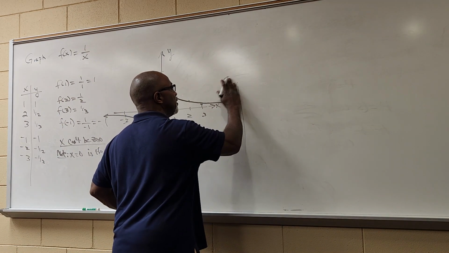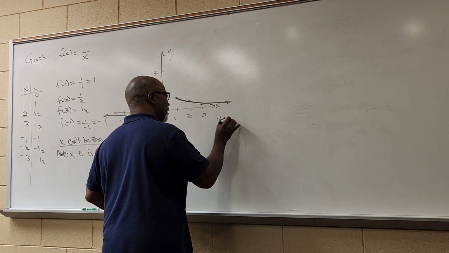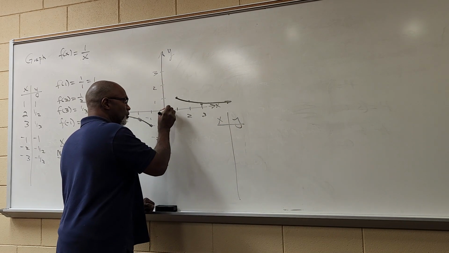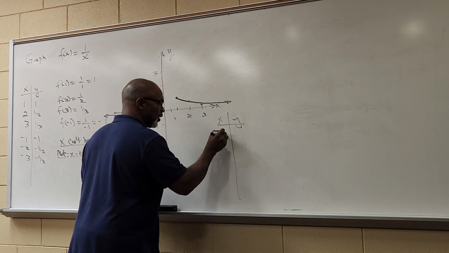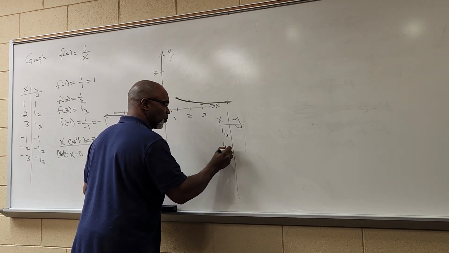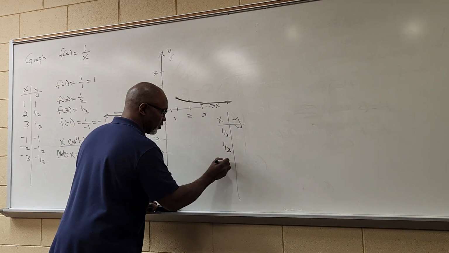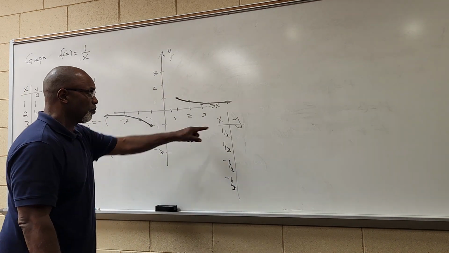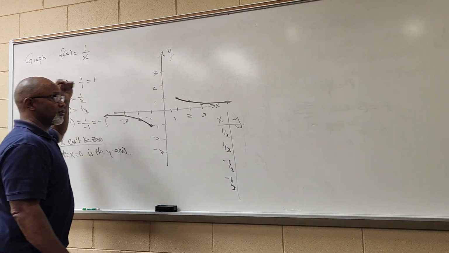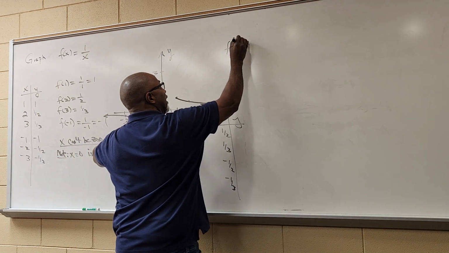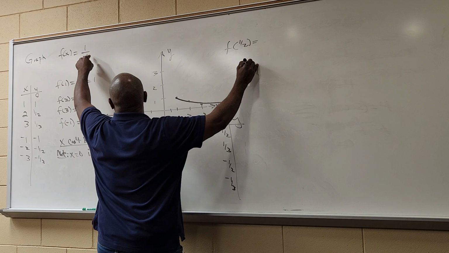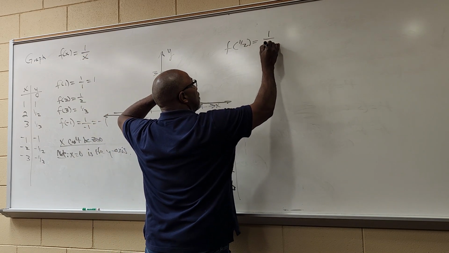I'll move it over a little bit. Let's continue our t-chart down here. I've got to get points in this interval between 0 and 1. So let's say x equals 1/2 or x equals 1/3, and do some negatives: -1/2, -1/3, etc. Plug those numbers into my original function. So f of 1/2, the function, whatever you put in it, is 1 over that thing. So 1 over 1/2.